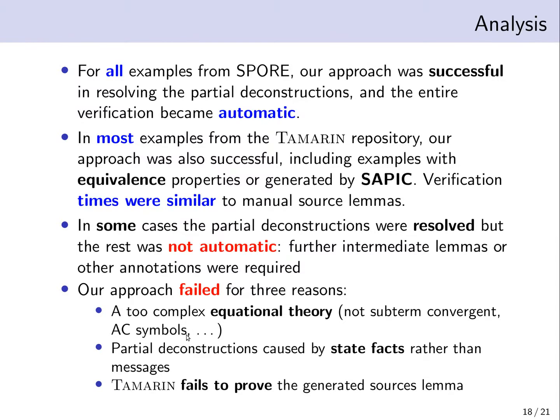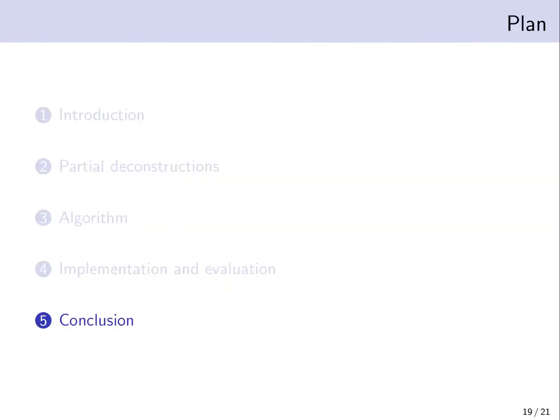However, the results were quite encouraging overall. For all examples from SPORE, we were successful. Most examples from Tamarin, we were successful, and we had similar verification times. And yeah, we only had 3 cases of failure, essentially.